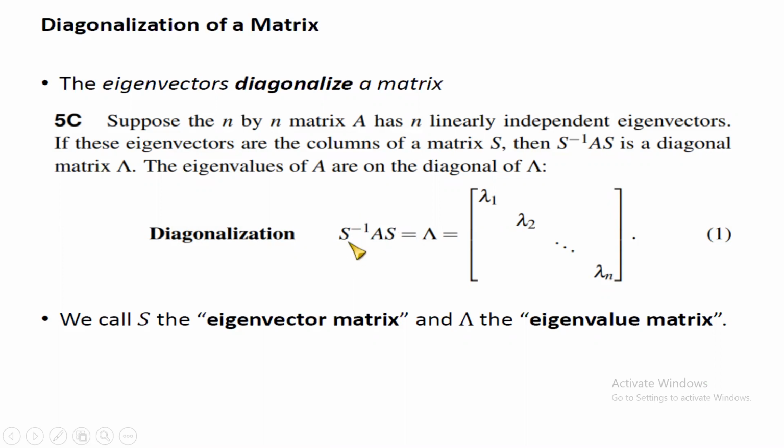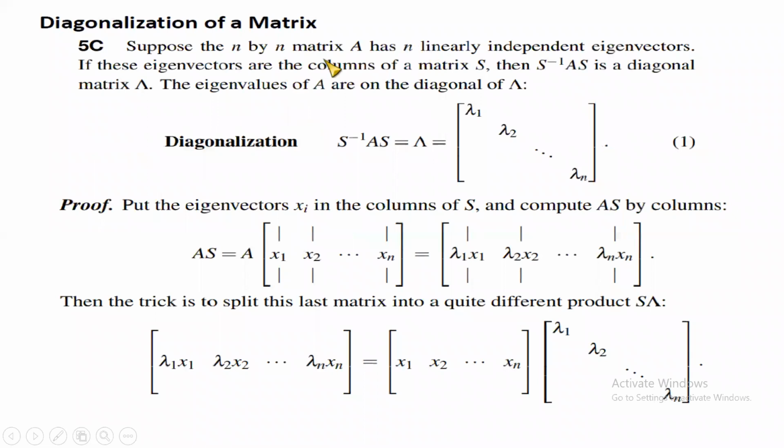That is written like this: S inverse AS is equal to lambda, the matrix with the diagonal elements being the eigenvalues. All other values will be zeros. The S is known as the eigenvector matrix, because we are putting all the eigenvectors in the form of a matrix for the linearly independent case. And the lambda matrix we have formed here is also known as the eigenvalue matrix.